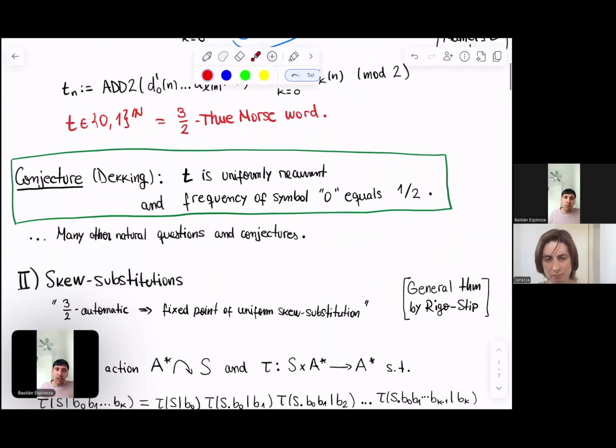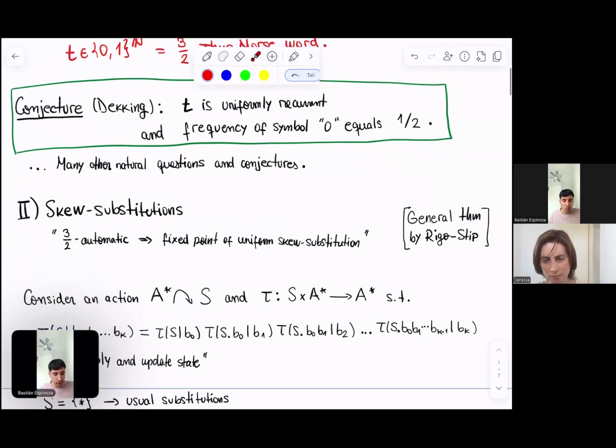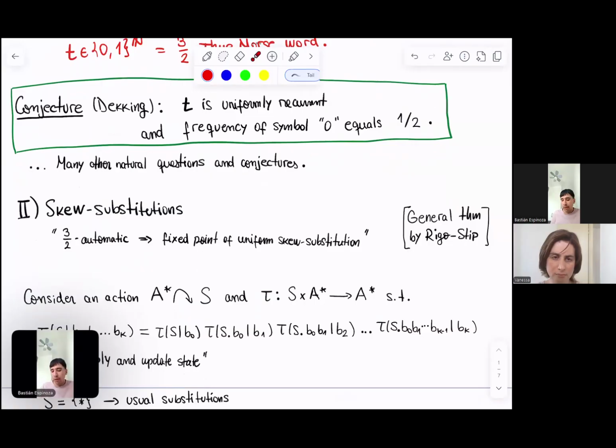Now, to study this word, we're going to take the point of view of substitutions. And more precisely, I want to define here what I call a skew substitution. Why do I want to do this? The general idea here is that thanks to a general theorem by Michel Rigo and Manon, we know that any automatic word in a rational base is generated in some sense. We're going to say that it is the fixed point of a uniform skew substitution. These are concepts that I'm going to define in a moment, but the point is that we can understand automatic words from the point of view of this skew substitution.